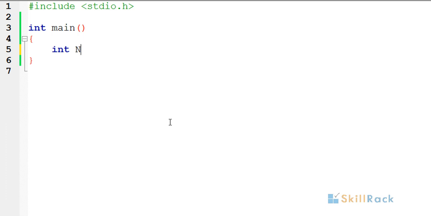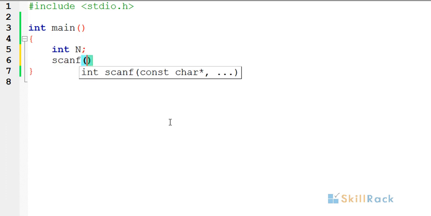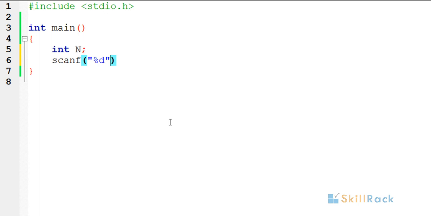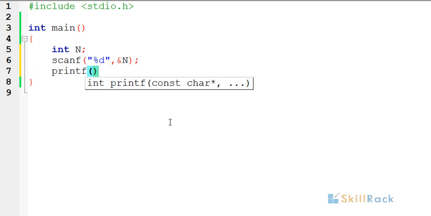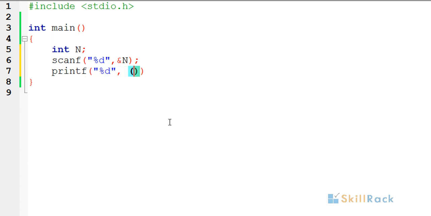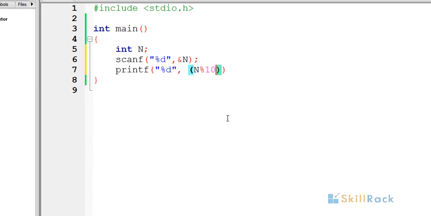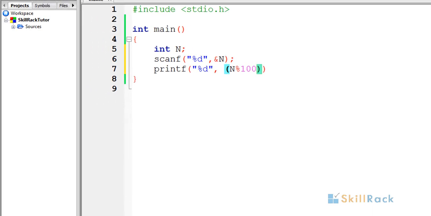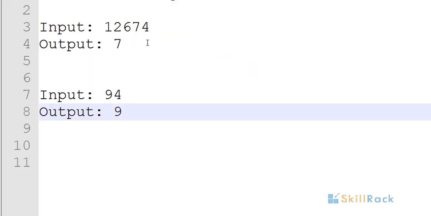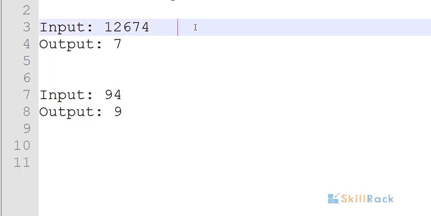We declare a number n, then accept the input using scanf, and then what we are going to do is, first we are going to take modulo of 100. So when we take modulo of 100, if the number is 12674, we get 74. Mod 100 gives us 74.